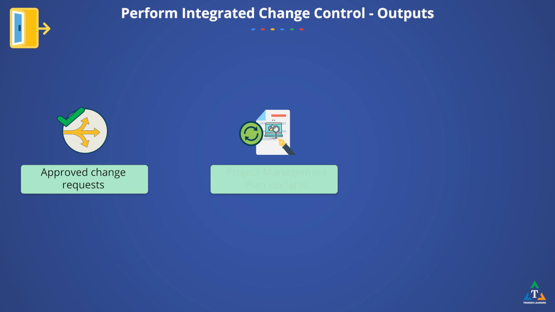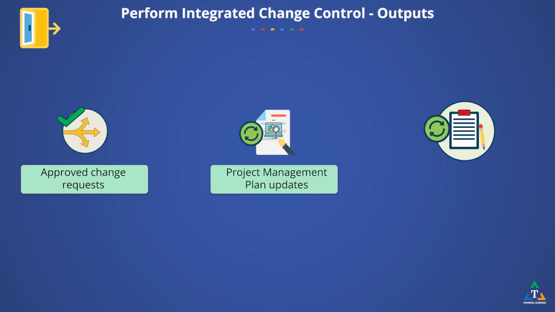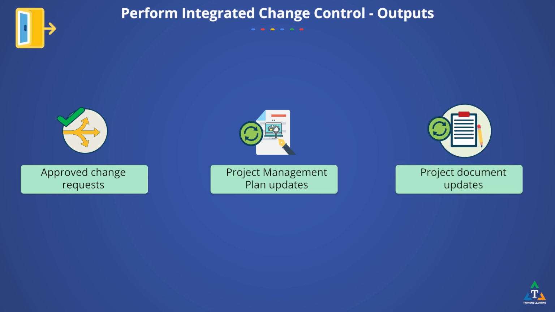Any formally controlled component of the project management plan may be changed as a result of this process. Any formally controlled project document may be changed as a result of this process. A project document that is normally updated as a result of this process is the change log. The change log is used to document changes that occur during a project.